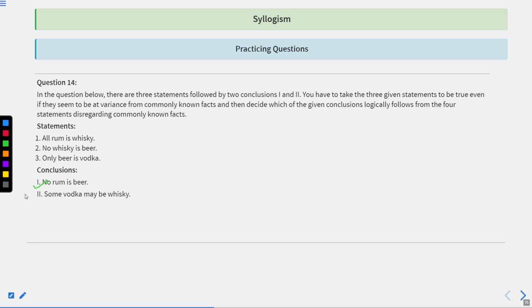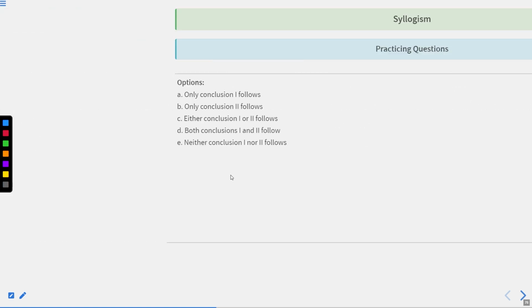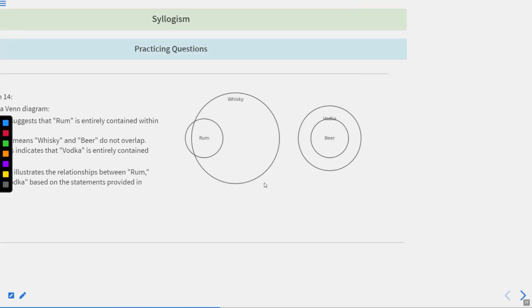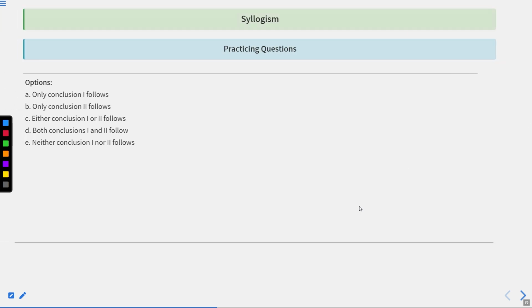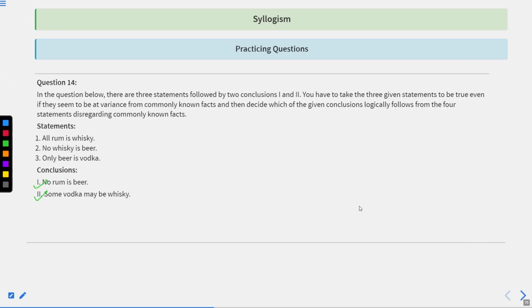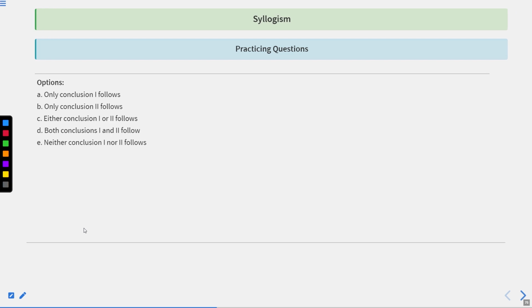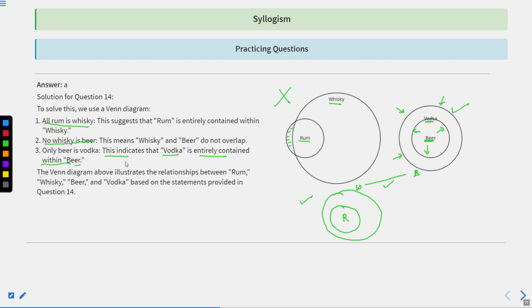Now the second statement, which says that some vodka may be whiskey, let's try to understand whether some vodka can be whiskey or not. So some vodka is within the circle of beer, and it is saying that some vodka can be whiskey. Is it possible, guys? Is there any relation between vodka and whiskey? No, there is no relation between vodka and whiskey. So the second statement is not true. Understood, guys? The second statement is not true. Therefore, only conclusion 1 follows. The answer would be only conclusion 1 follows.